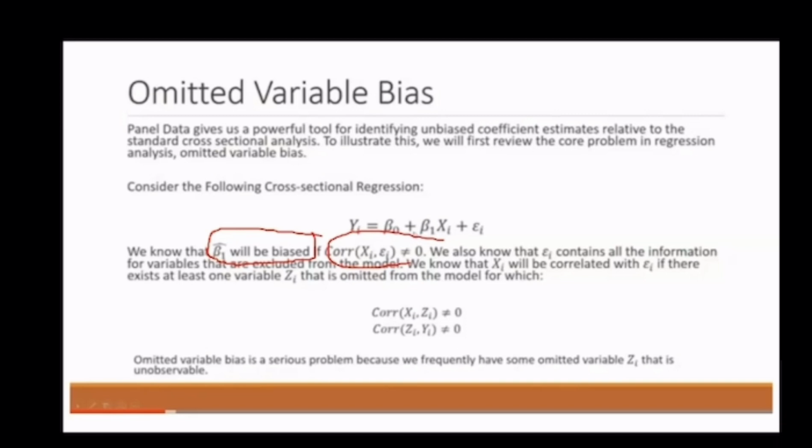And this is also going to happen. So take a look at it. That's what they call omitted variable bias. Now, how do we solve this problem of omitted variable bias? I'm actually going to show you now.